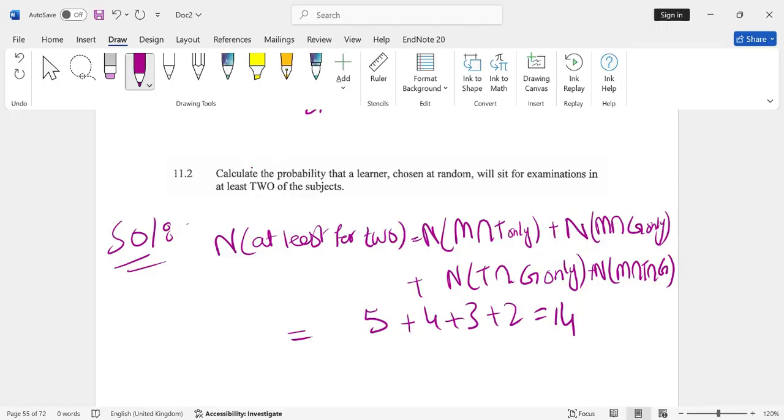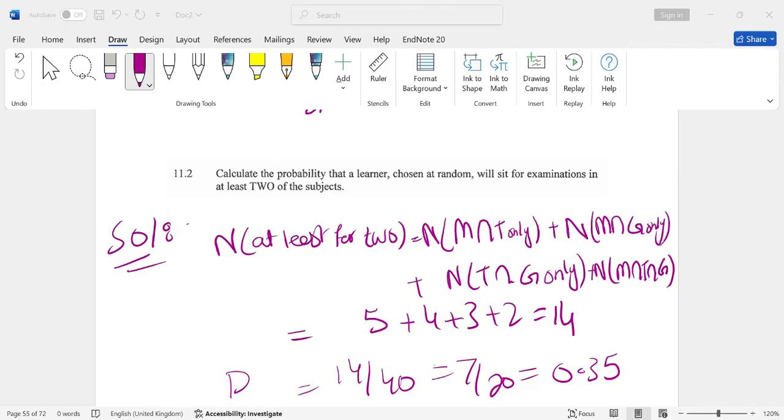So the total number of learners is 40, and we have P is equals to 14 by 40. This is equals to 7 by 20, which is equals to 0.35. So the probability is 0.35. And this is the required thing that we have to find out in this question. So let's move to the next question.